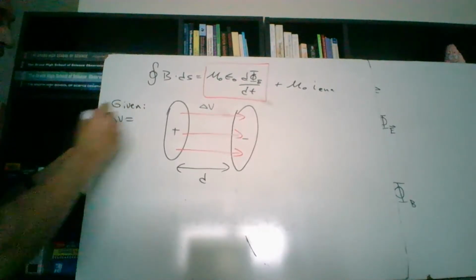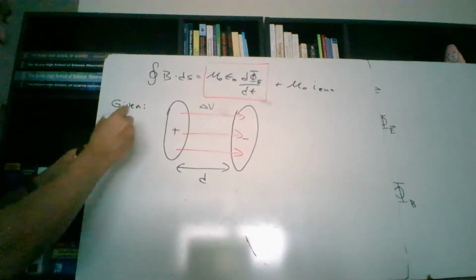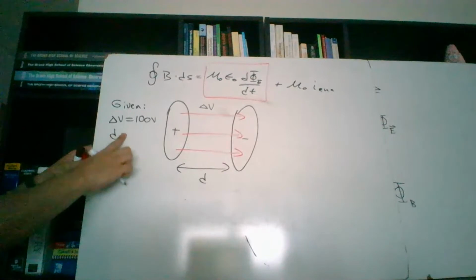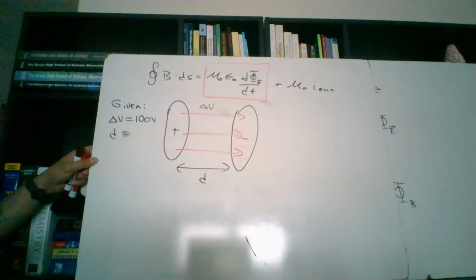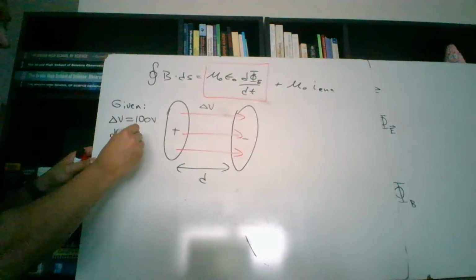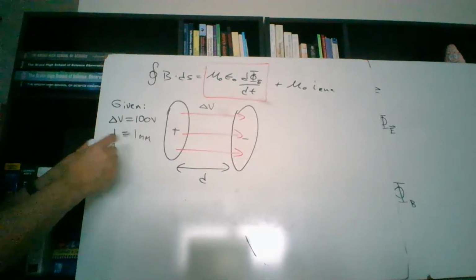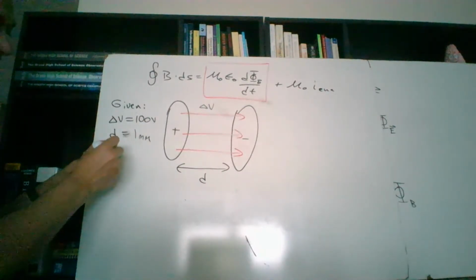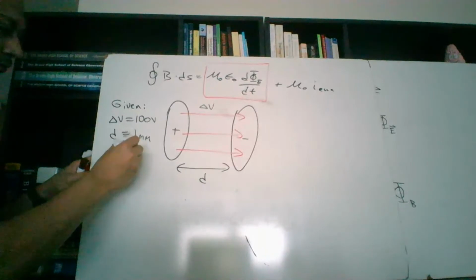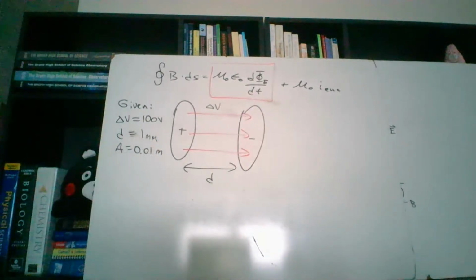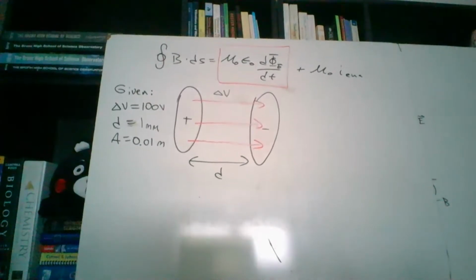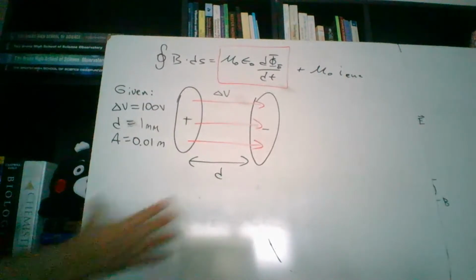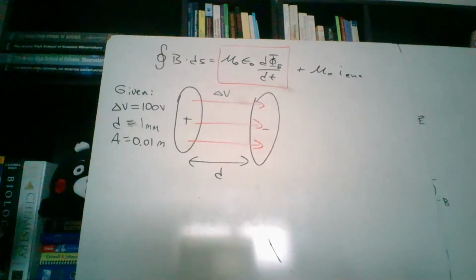Given: delta V is equal to 100 volts. Keep it simple. The distance between the two plates is equal to 1 millimeter. And the cross-sectional area is going to be 0.01 square meters. All right, so that's what we're given here, and we're going to try to extrapolate everything that we can from this parallel plate capacitor.